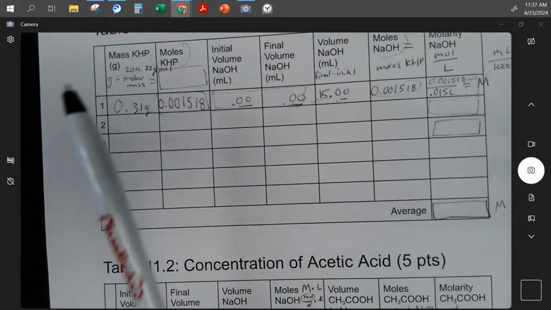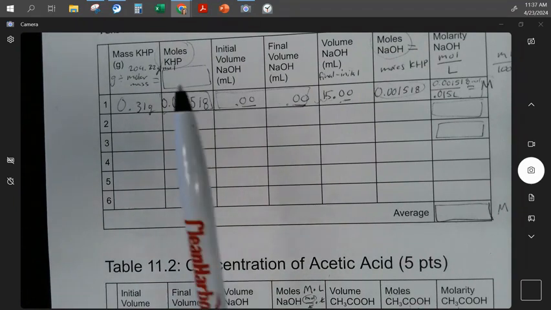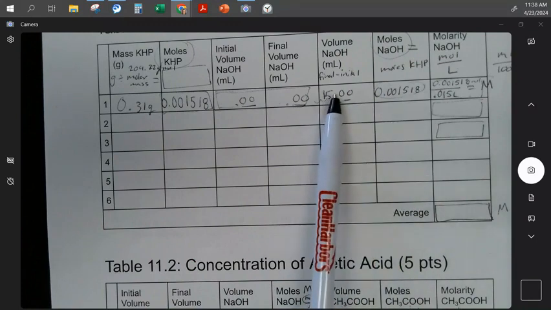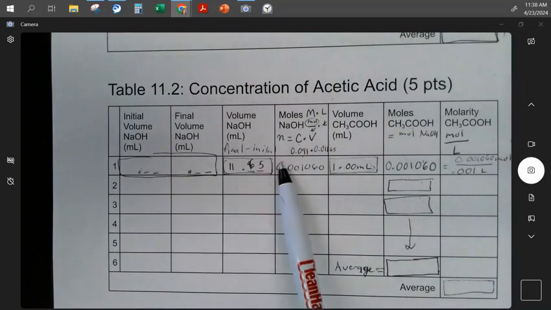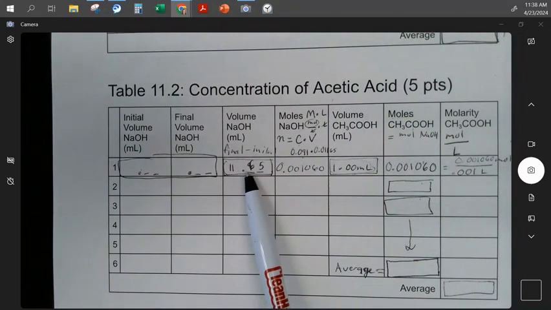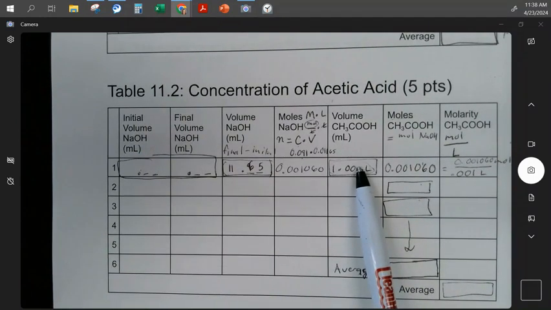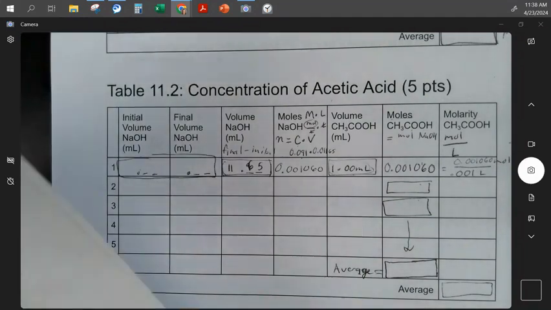So first, take this, divide by 204.22. That's the number of moles that you need. Divide by the volume that you use. Find the average. Then multiply by the volume of sodium hydroxide used for acetic acid. That's the number of moles. Take the moles divided by the volume of vinegar. So that's just an example calculation.